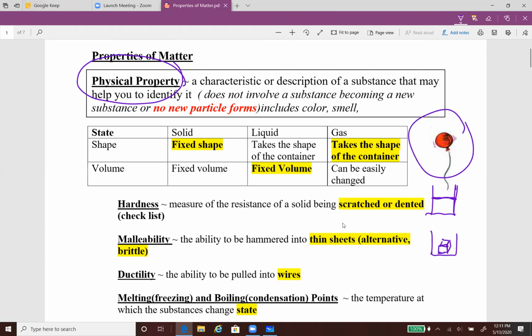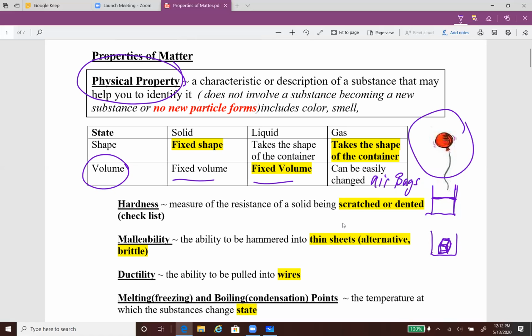The other way to describe it is its volume. For example, a solid's volume doesn't change. So if I put a cube here, the cube doesn't change volume, but gases do. If you have a balloon, you could squeeze the balloon. An airbag is meant to be squeezed. So when it deploys and you hit the airbag, you can squeeze it. That's because gases have a property where you can easily change their volume. You can squeeze a gas, you can make it expand. Whereas solids and liquids, their volume is fixed.